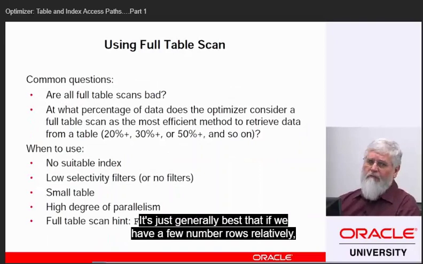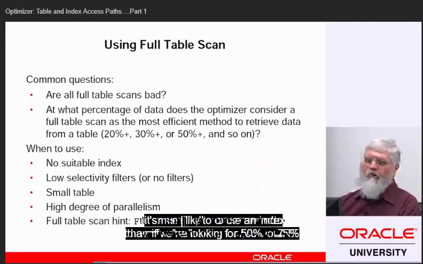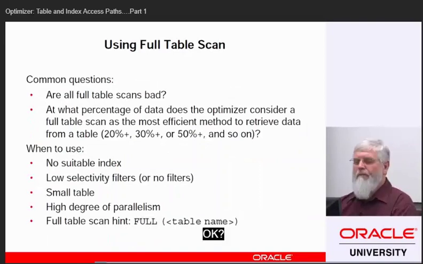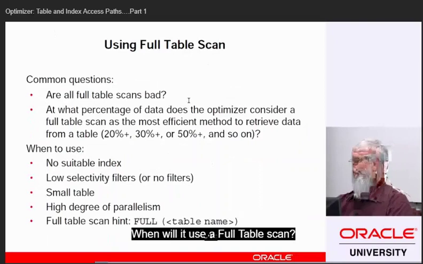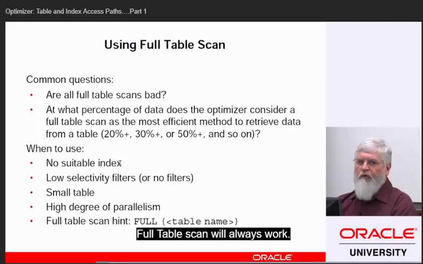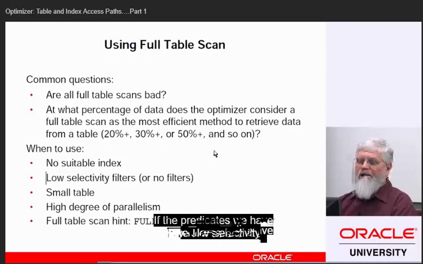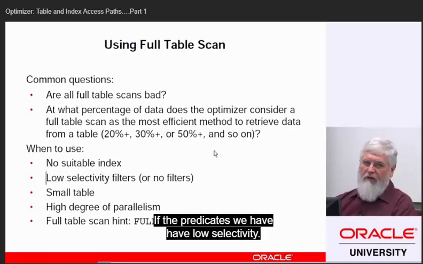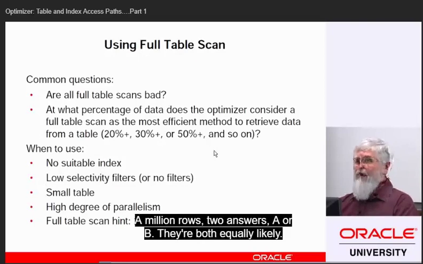Okay. When will it use a full table scan? Well, if there's no suitable indexes. Well, you didn't give me any indexes I could use. Full table scan will always work. If the predicates have low selectivity, 1,000,000 rows, 2 answers, A or B, they're both equally likely, I'm doing a full table scan. Even if I only want half of them, I'll do a full table scan. It's not selective enough. It's got to return a few percent of the rows, not half of the rows, to be useful.